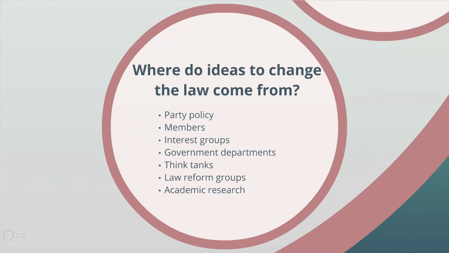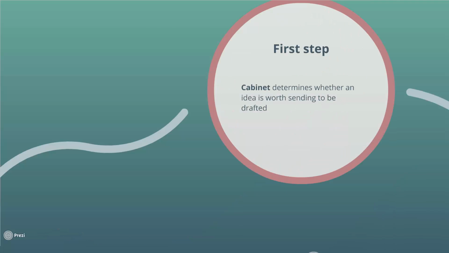Now, ideas to change the law can come from many different places. It can come from people and citizens in the community, it can come from pressure groups, it can come from bodies specifically established to examine the law, think tanks, academic research groups and law reform committees. And a large source for ideas to change the law comes from government departments themselves.